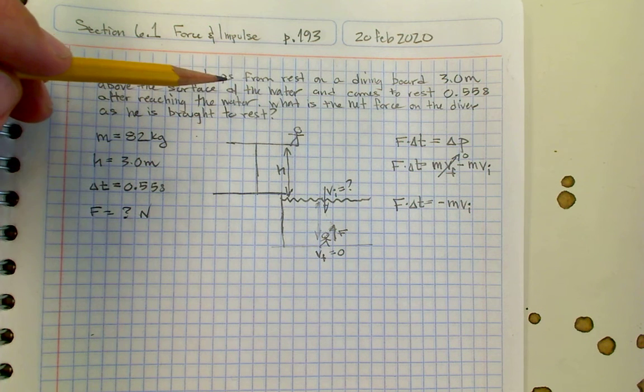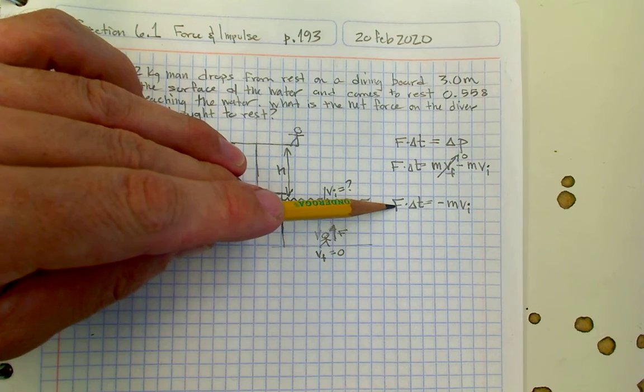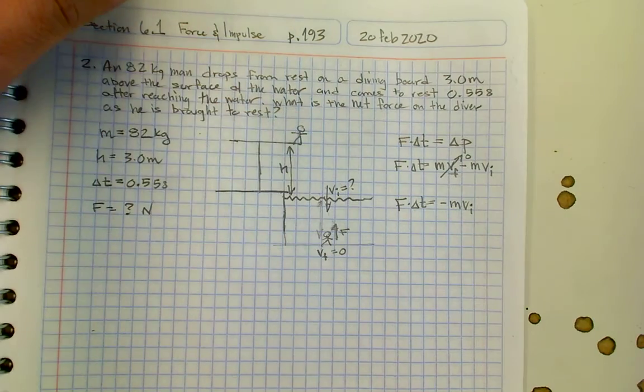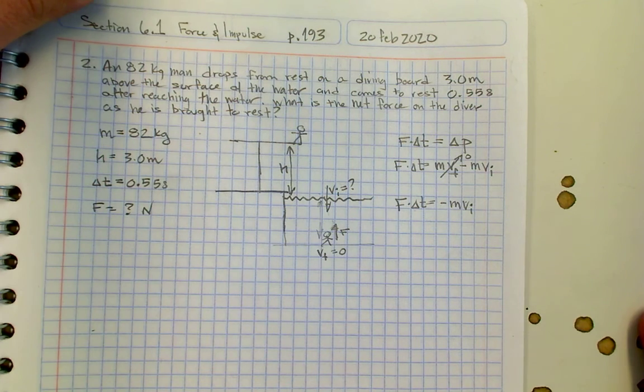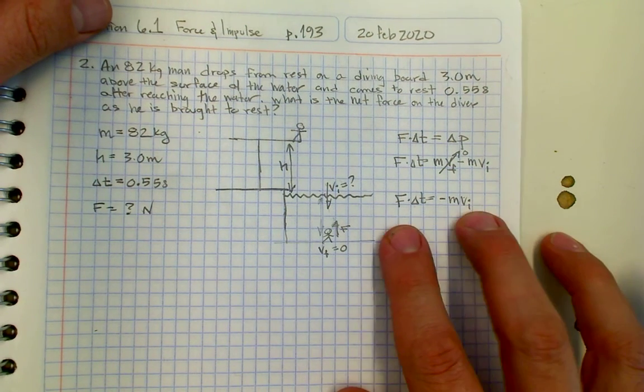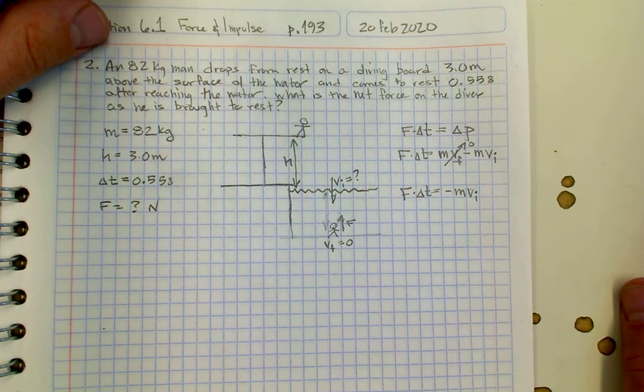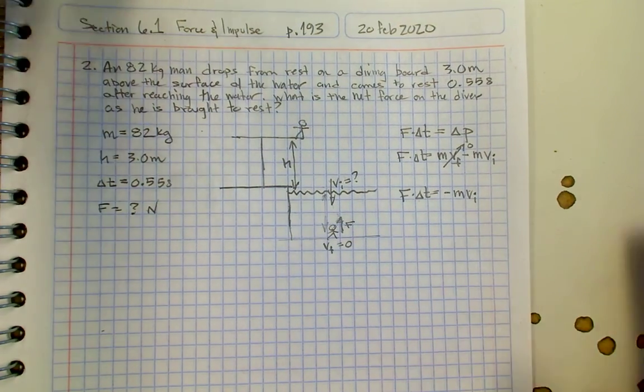So we're looking for F. We know delta t. We know m. We don't know v sub i. So we have a single equation with 2 unknowns. Of course, we can't solve for F in this case. So we're going to have to come back to that.